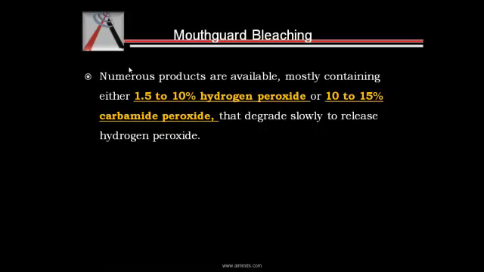We have a technique of mouth guard bleaching, wherein the bleaching agent can be prescribed to the patient and patient can use it at home, and there are numerous products available containing either 1.5 to 10% of hydrogen peroxide or 10 to 15% of carbamide peroxide, but that degrades slowly to release the hydrogen peroxide. So this is a method of mouth guard bleaching, and it can be used at home by the patient.